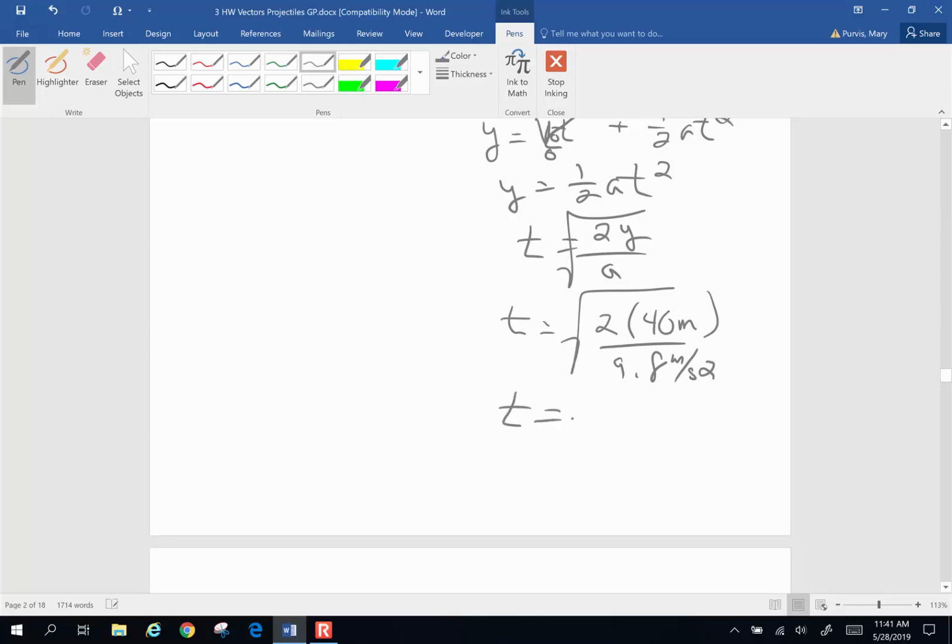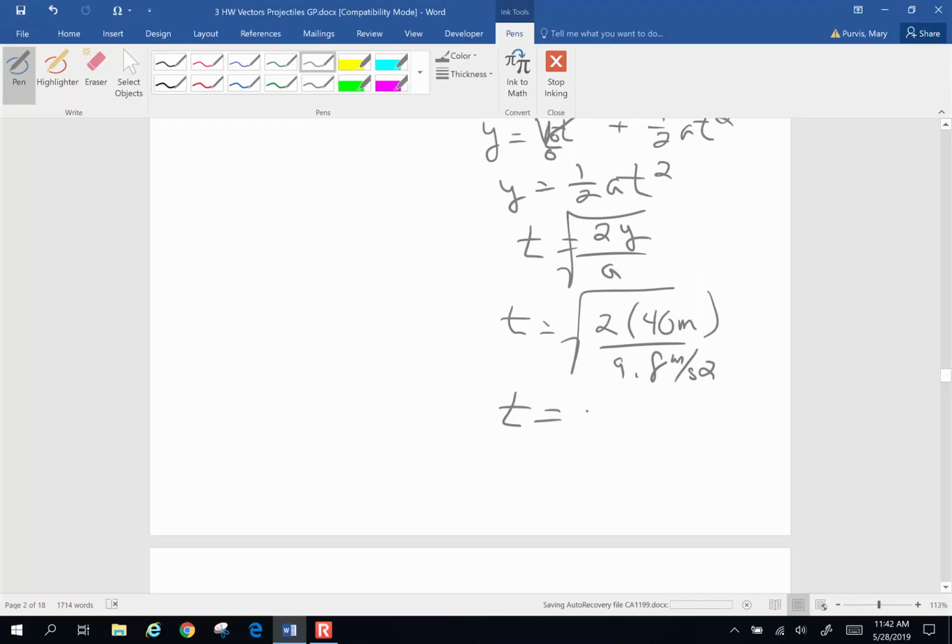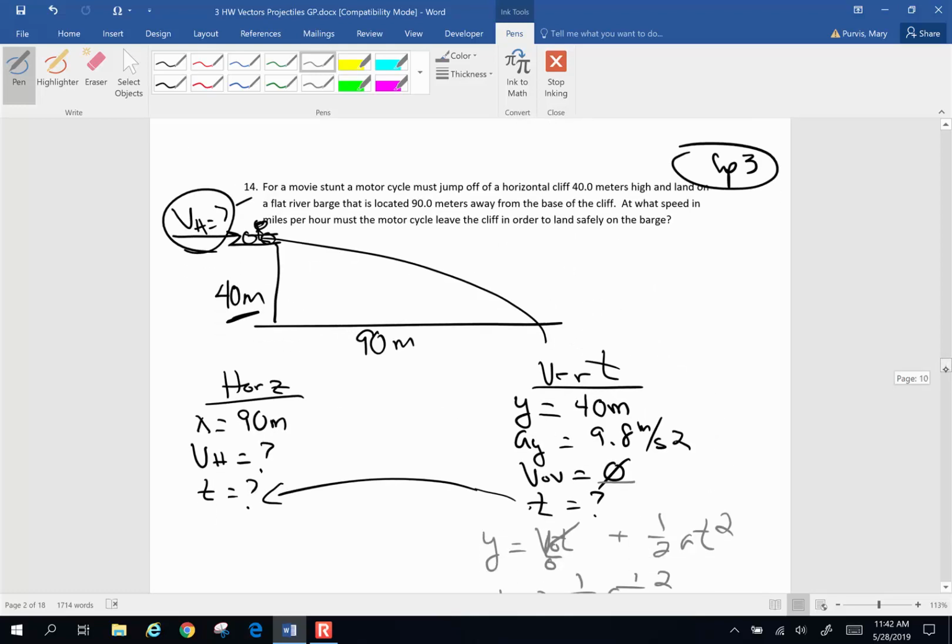How long is the motorcycle stunt person in the air? 2 times 40 divided by 9.8, square root. I got 2.86 seconds. Meters are going to cancel meters. Seconds squared are in the sub-basement, they're going to come up, and then we take the square root, so we end up with seconds. Now we have seconds. We can plug that back in on the other side.